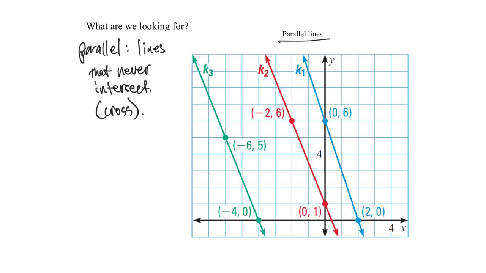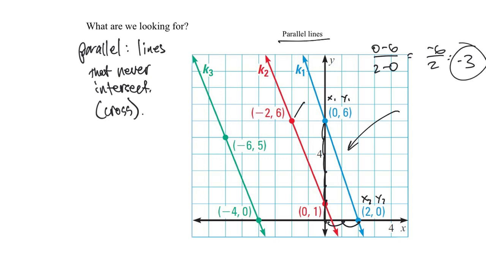So let's take a look at this blue line here. What's the slope of this blue line? Well, let's use our slope formula, which you guys should know very well by now. 0 minus 6 divided by 2 minus 0. That gives me negative 6 over 2, which is negative 3. Right, so I'm going down 1, 2, 3, 4, 5, 6, and over 2. That makes sense. So our slope is negative 3.